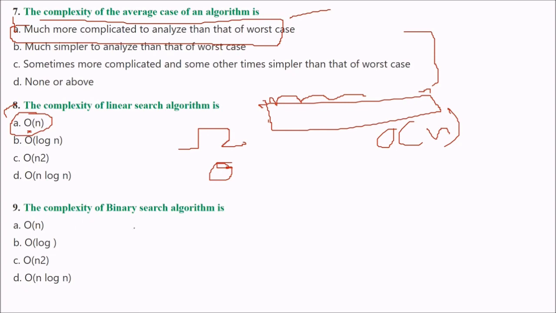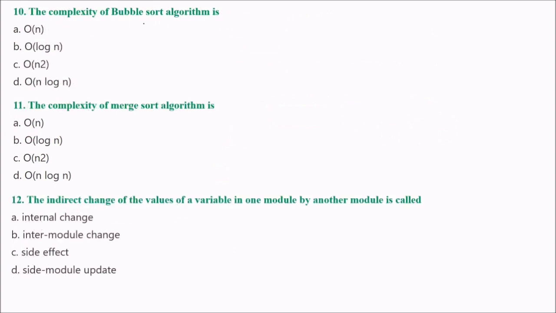Then the complexity of the binary search algorithm is what? The answer is, we are searching, we're not sorting, so it will be order of log n. Order of log n. Next is: the complexity of the bubble sort algorithm is. This is also an expensive algorithm, so it will be order of n square. N square.